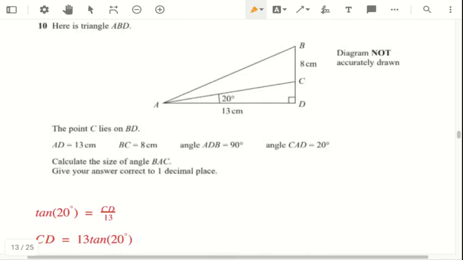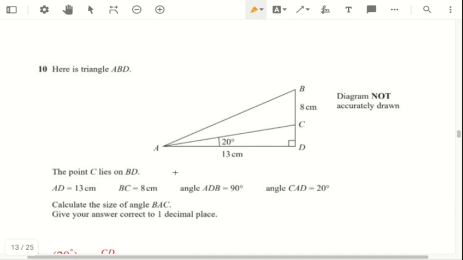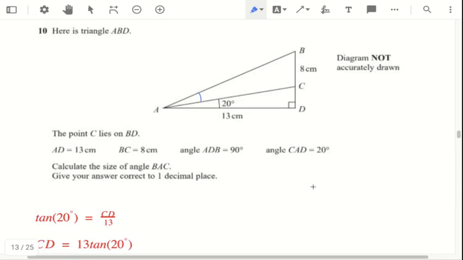The next question is this. We need to calculate the size of angle BAC. So BAC, we want to find this angle here. Okay, so it's not that easy. But we got quite a few clues on this diagram already. So we got 13, we got 20, we got BC. Then maybe let's find CD first.